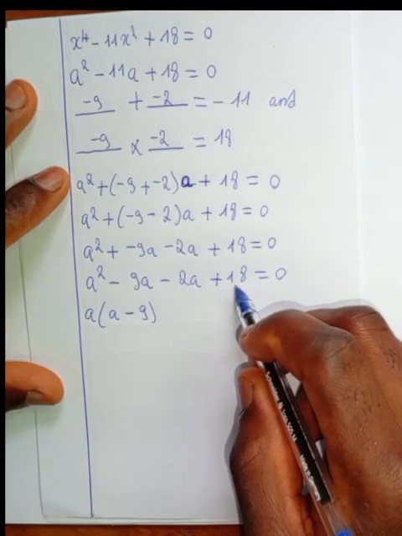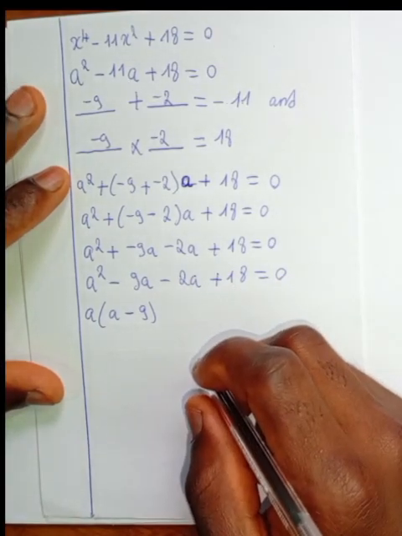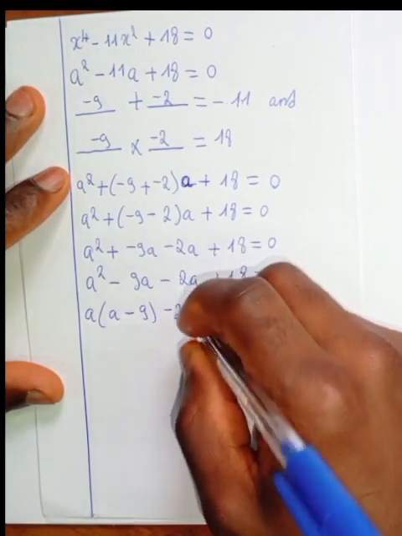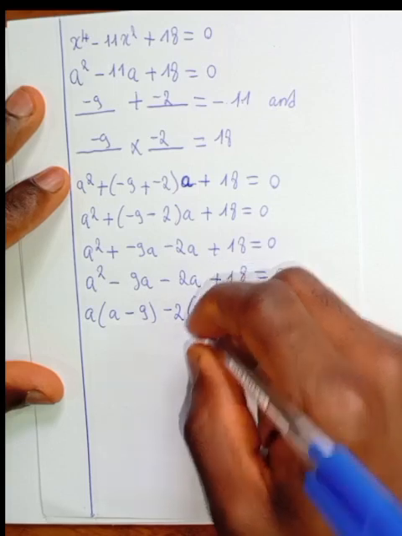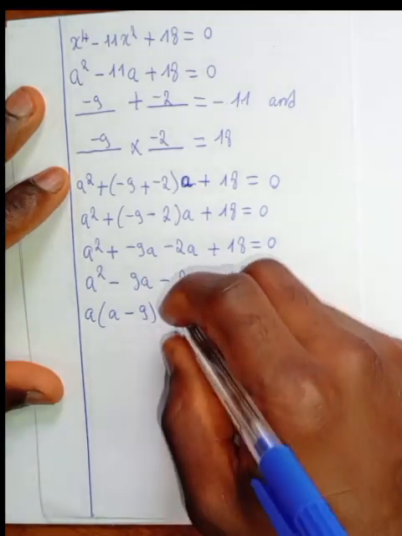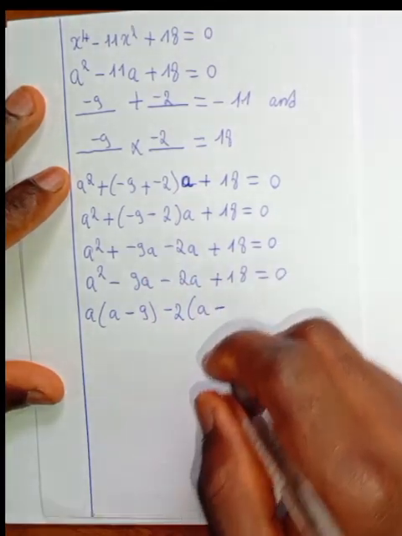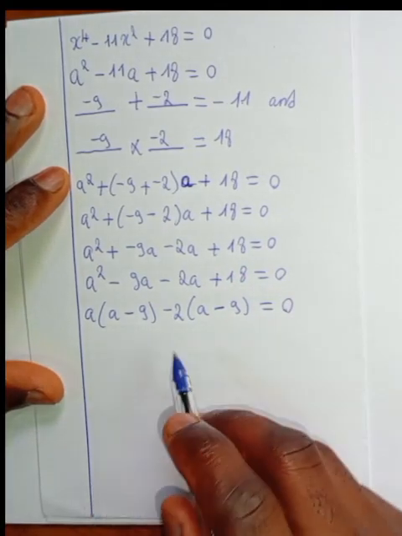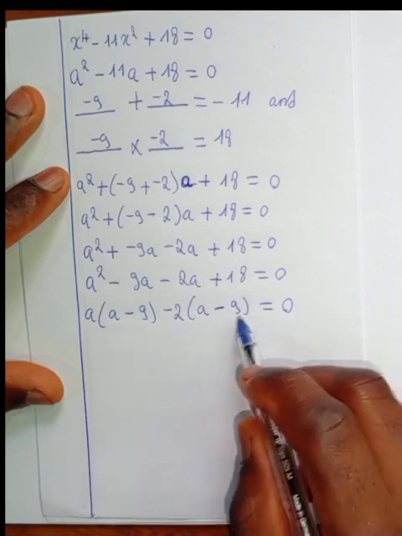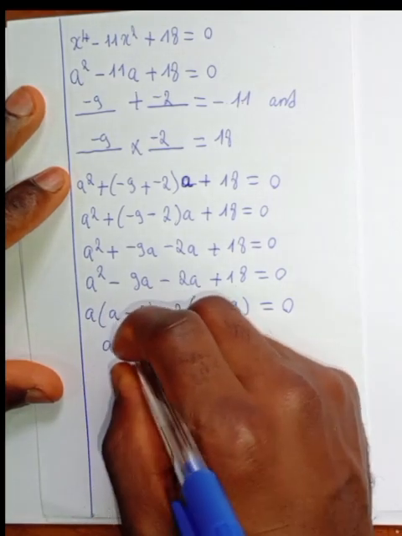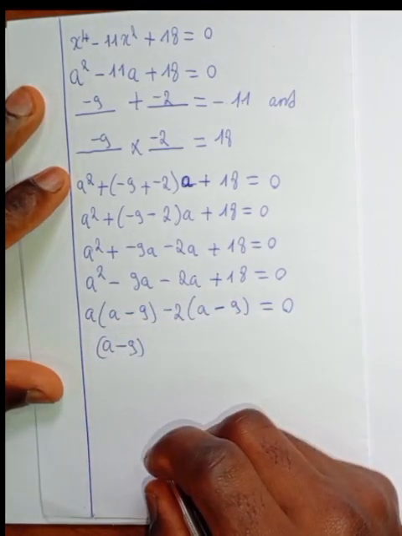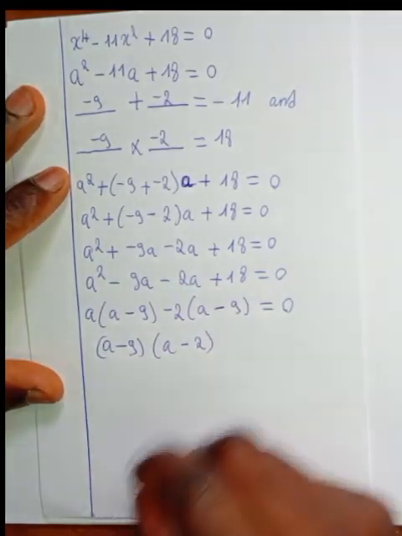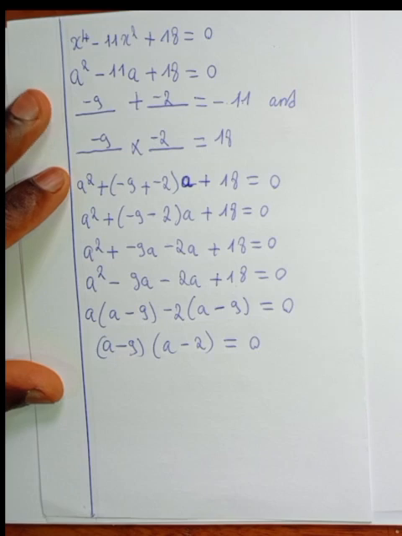For this second pair, we are going to factor out negative 2. We know negative 2 times a gives us negative 2a. Negative 2 times negative 9 gives us positive 18. Looking at these two terms, you'll see 9 minus a is common. We are going to factor 9 minus a times a minus 2 is equal to 0.